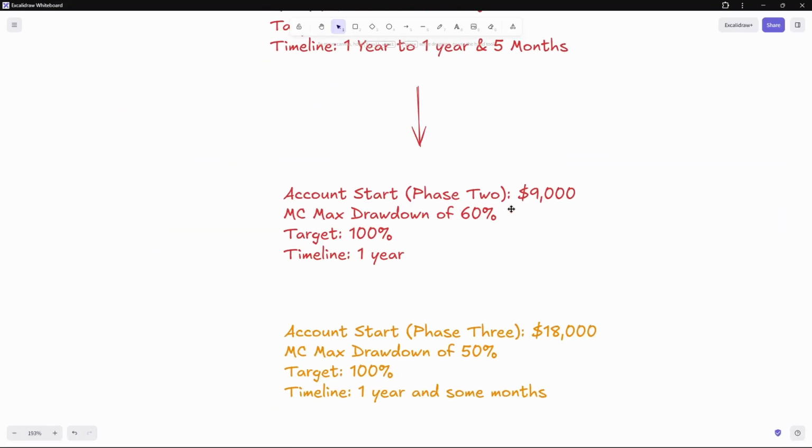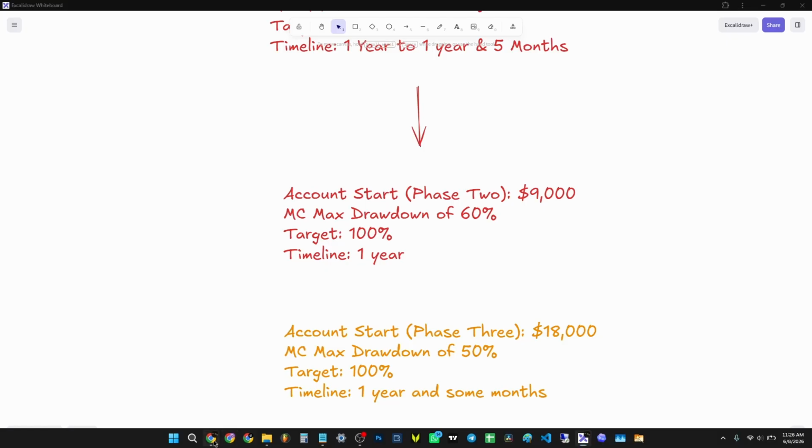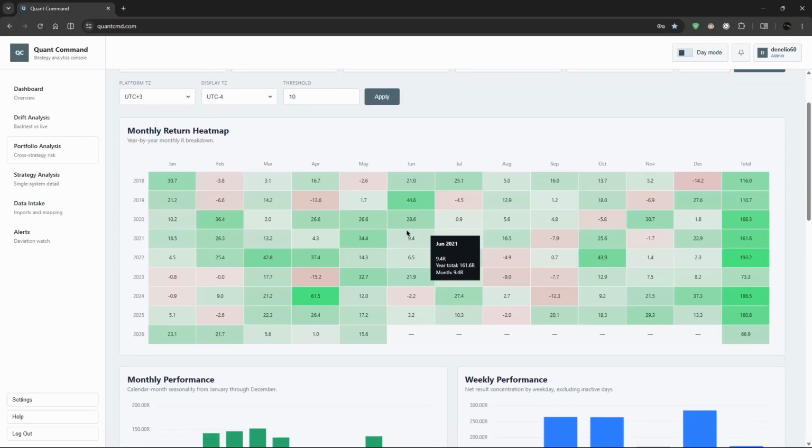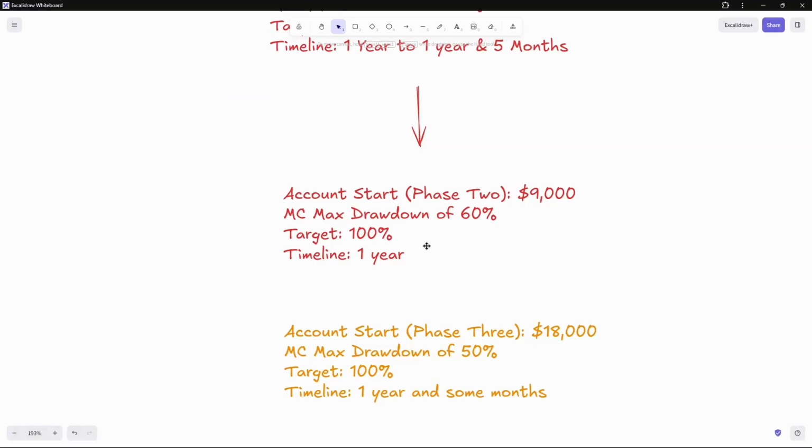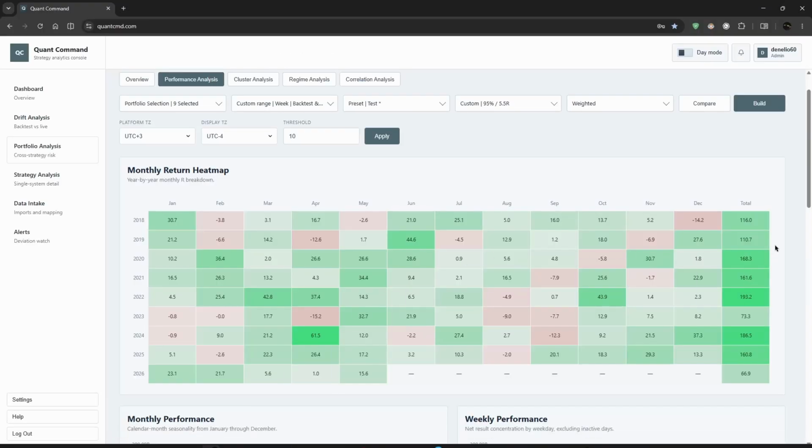So in phase 2, on our 9K account, we're going to assume worst case scenario 60%, and our target here is 100%. So once we get 100% return, we will move on to phase 3. And the timeline for this, based on my backtest, is again about a year. So I can expect to make this 100% return in about 1 year.